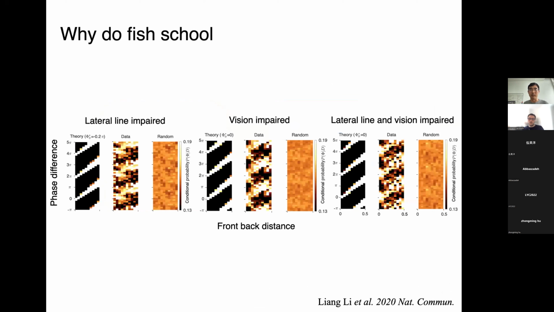So we did experiments with real fish, and we impaired the lateral line and also impaired the vision by running experiments in a dark environment. We also impaired both, and we find the linear correlation is still there. So probably fish do not need either vision or the lateral line to adopt this energy-saving mechanism.